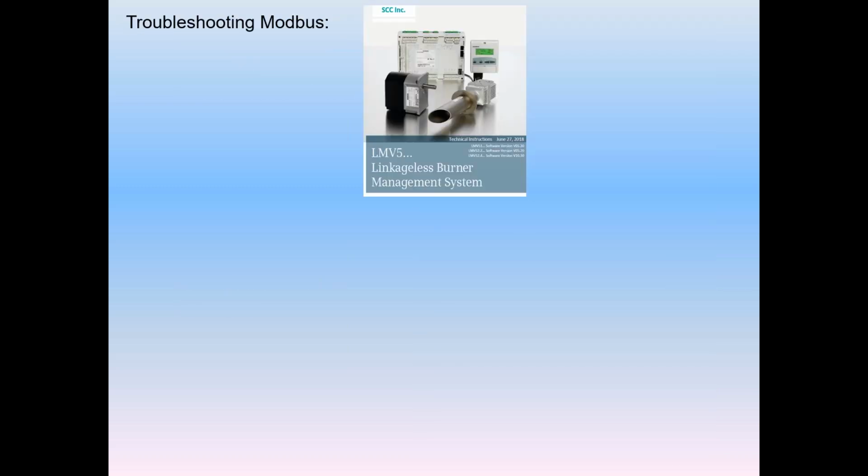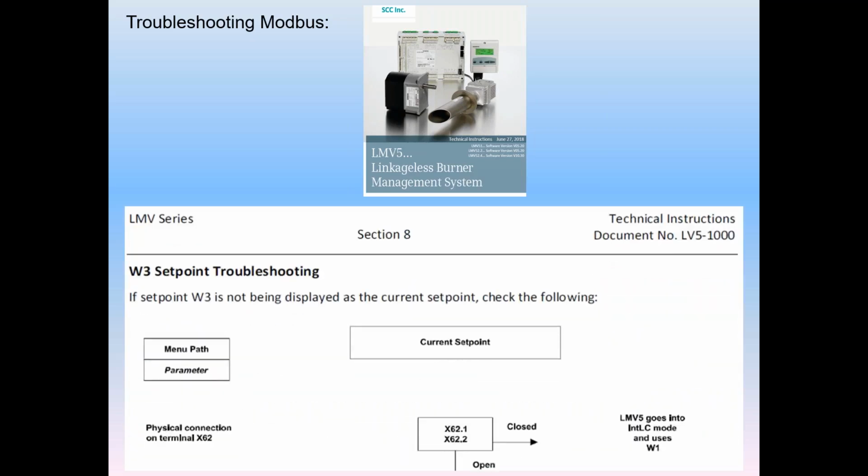Troubleshooting Modbus, go through section 8 in the LMV5 linkageless burner management system manual. And that also has at the end of it a bunch of troubleshooting charts and data listings and error codes to help you configure and troubleshoot your Modbus situation.